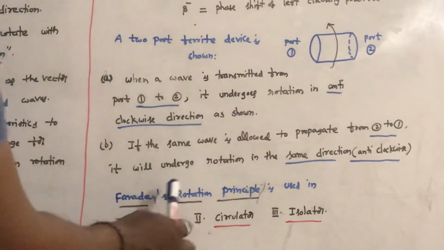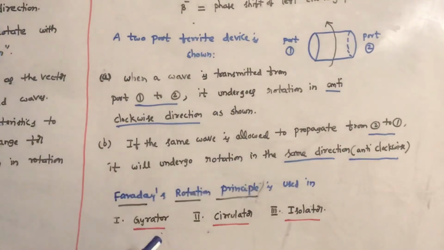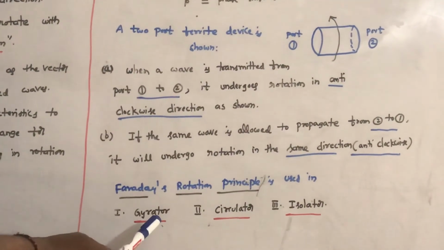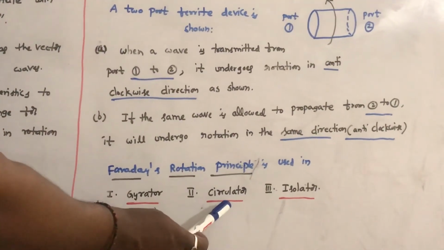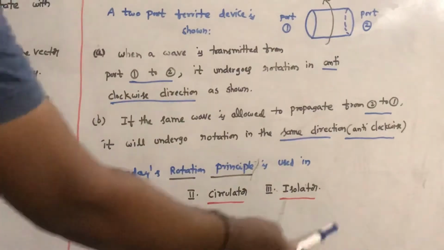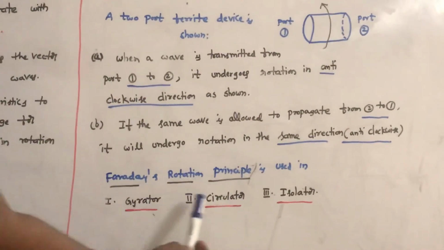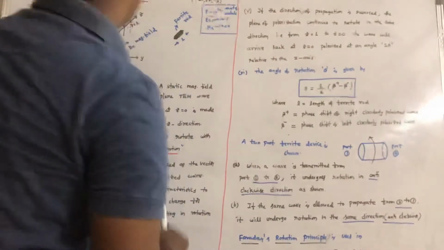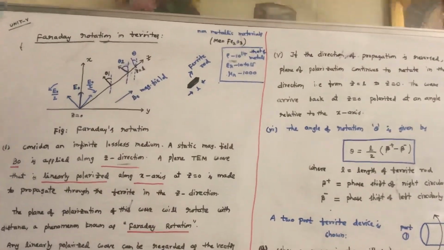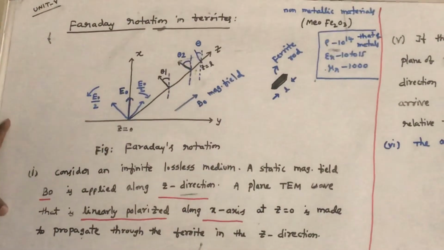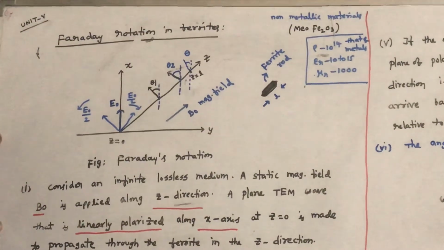So this Faraday's rotation principle is used in very important microwave devices: gyrator, isolator and circulator. These are very, very important devices which we will discuss in the coming sessions. So this is about Faraday rotation in ferrite devices, a very, very important topic in the microwave engineering subject.